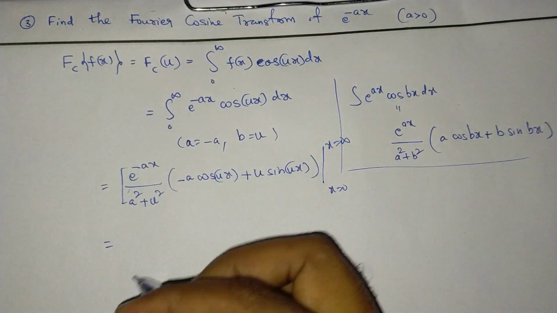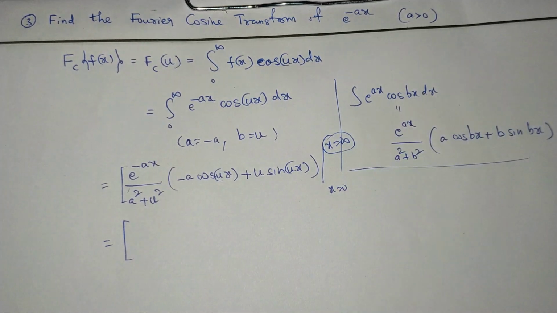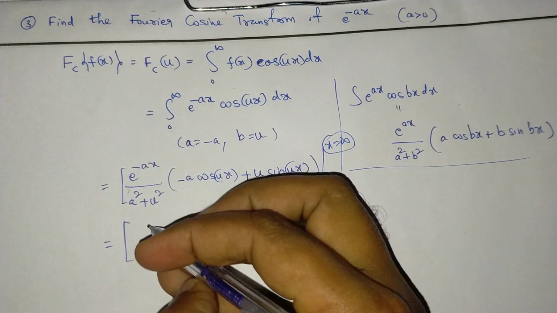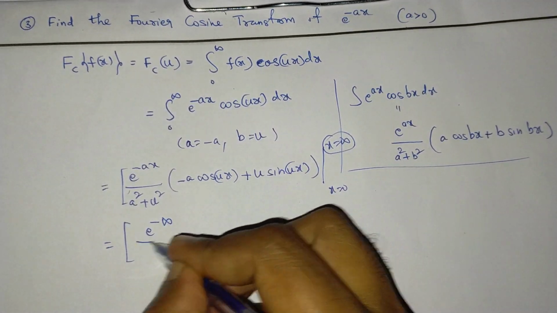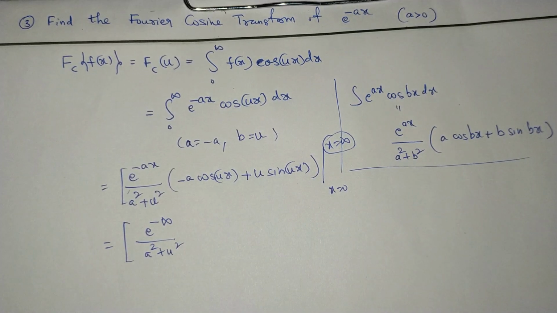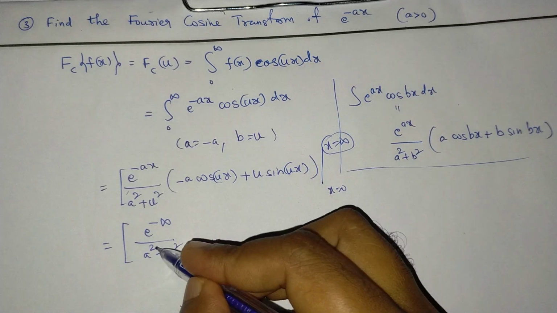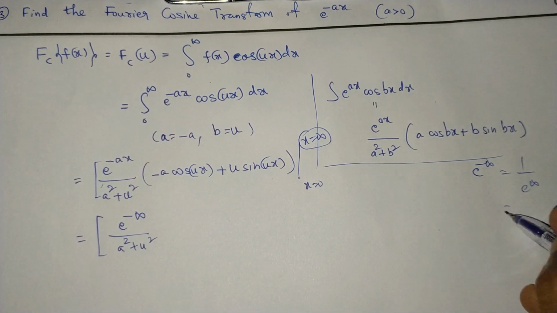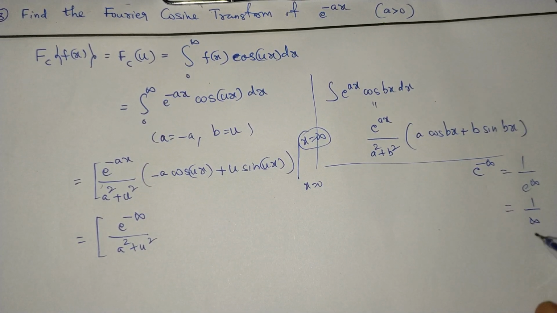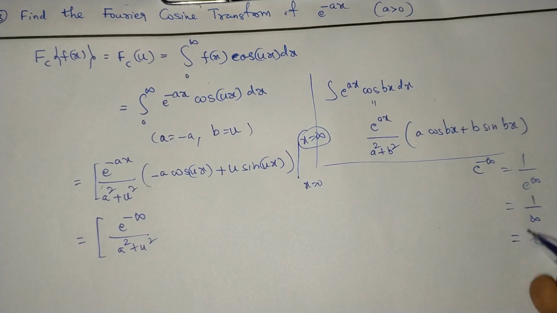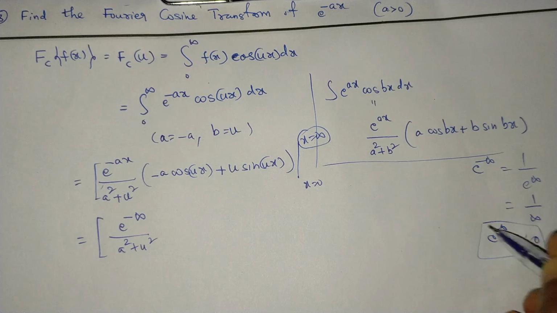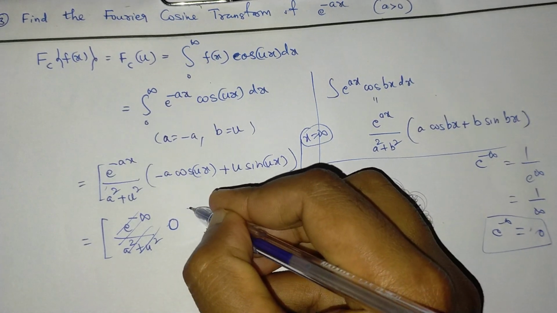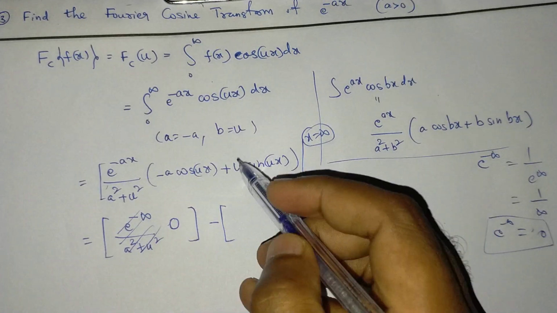Now let us calculate the upper limit. Substitute x equals infinity. Since a is a positive constant, this becomes e power minus infinity, which we can write as 1 by e power infinity. Since e power infinity is infinity, and 1 by infinity is 0, e power minus infinity is 0. So the upper limit is 0.